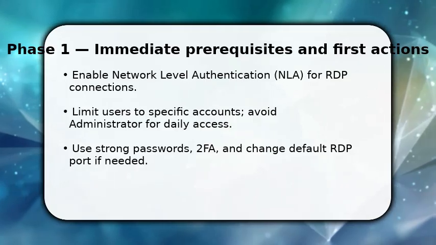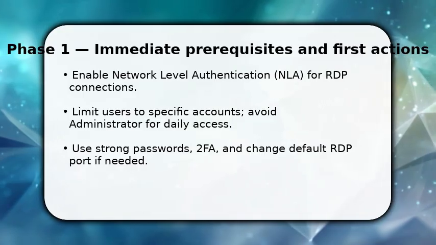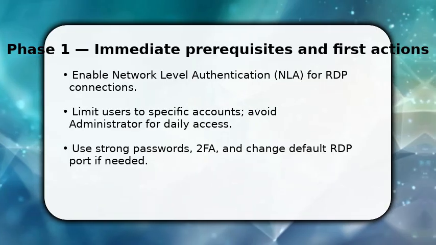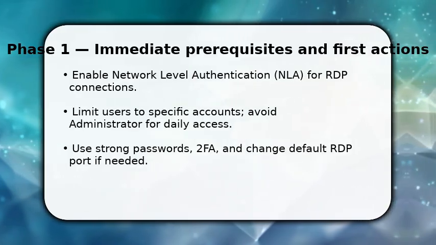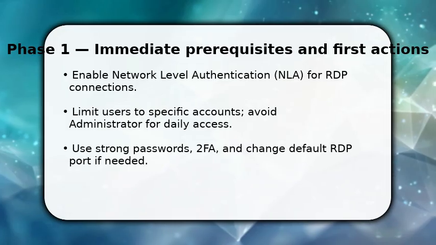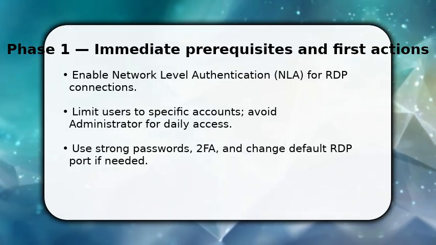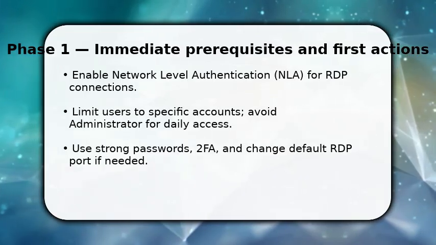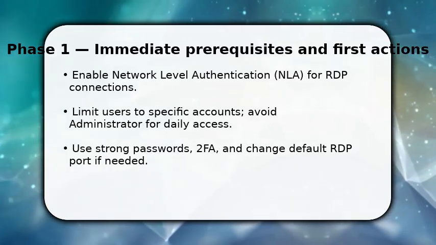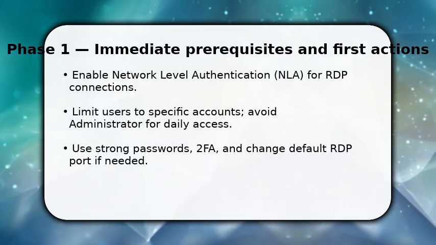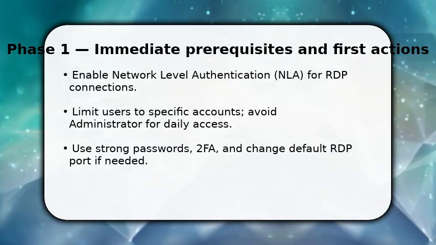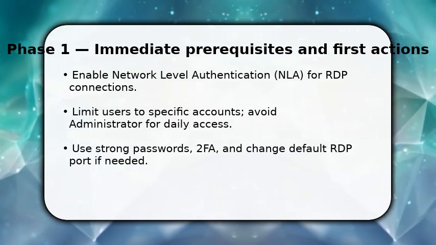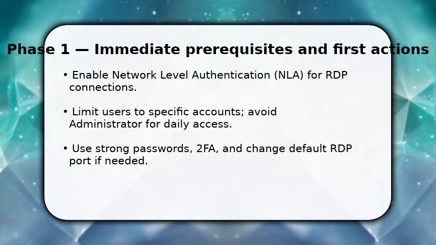You begin by locking the door. Enable network-level authentication so unauthenticated sessions never reach the desktop. Next, restrict logins to dedicated accounts rather than administrator. This reduces blast radius. Once done, enforce strong passwords and multi-factor authentication and consider moving the default RDP port. This is not security by obscurity, but it reduces casual scans. Make sure to document changes so you can revert safely, and test a single client before wide rollout.